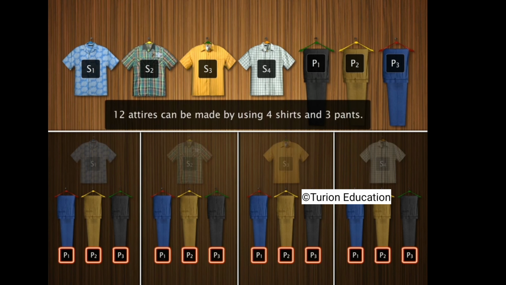In this process of pairing, we are actually making use of the concept of Cartesian product of 2 sets. Let's learn about the operation of Cartesian product of sets.